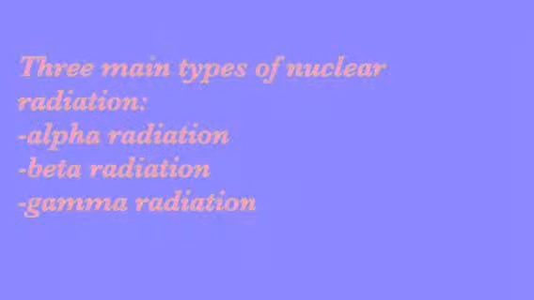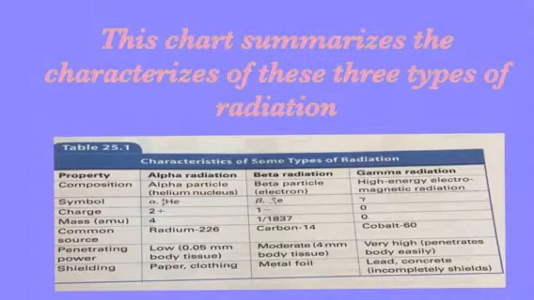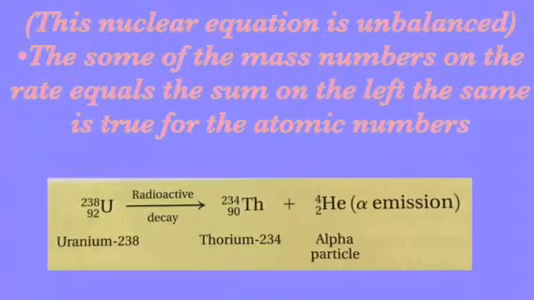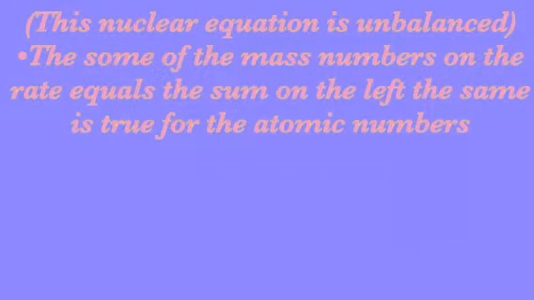Here are the three main types of nuclear radiation. Here is a table that summarizes the characteristics of the three types of radiation. Each of these emitted particles, called an alpha particle, contains 2 protons and 2 neutrons and has a double positive charge. When an atom loses an alpha particle, the atomic number of the product atom is lower by 2 and its mass number is lower by 4.